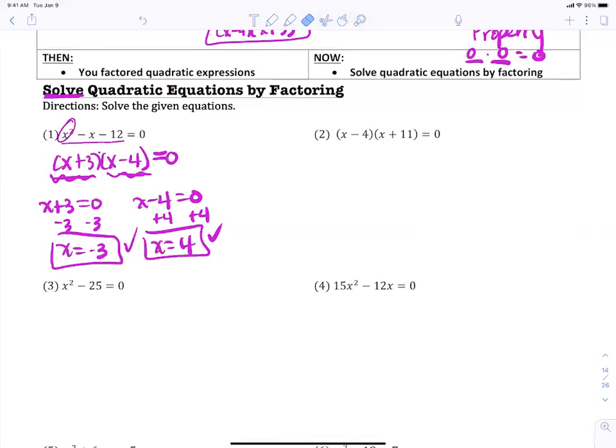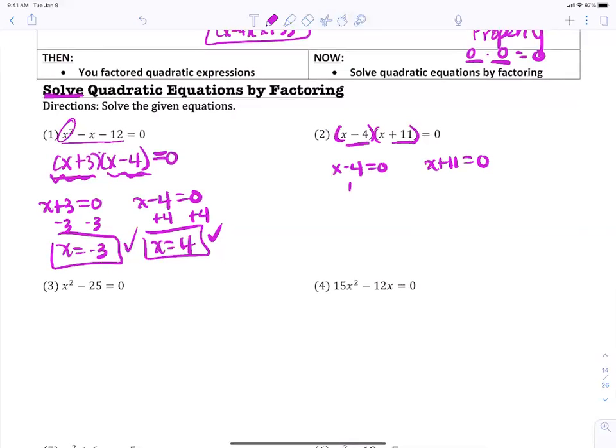Now, sometimes you might be in luck. If I look at number 2, you have to ask yourself, okay, well, is it factored yet? This one, your hint is yes. If I have my two sets of parentheses, two things currently being multiplied, I did all the factoring for you. You just have to do the solving.